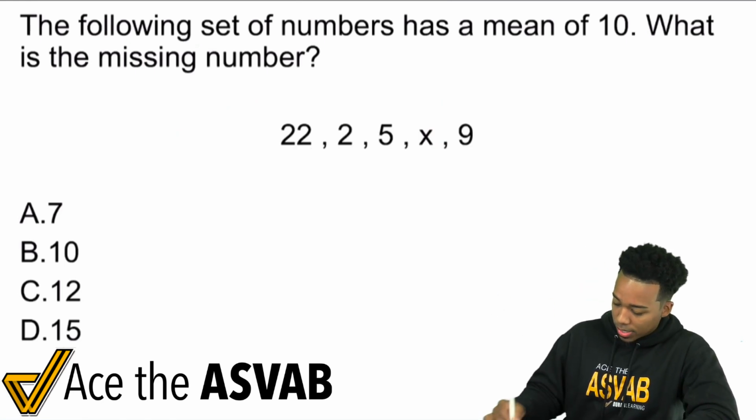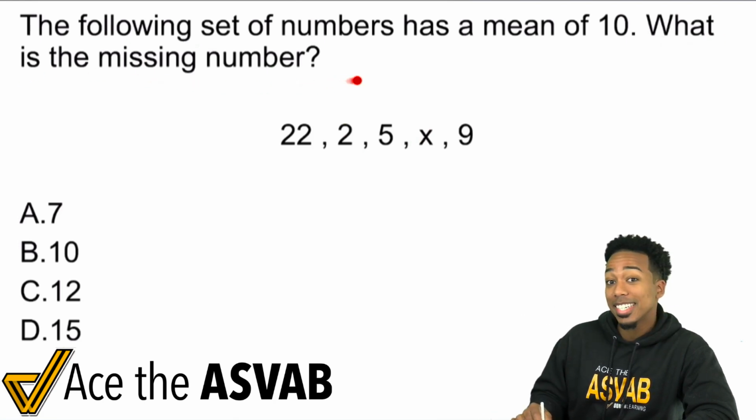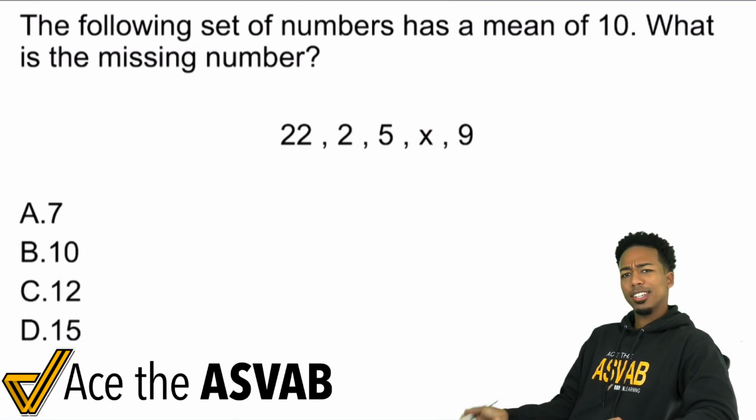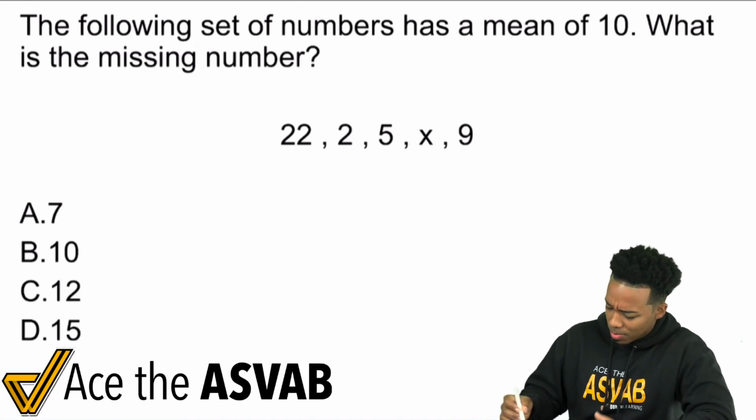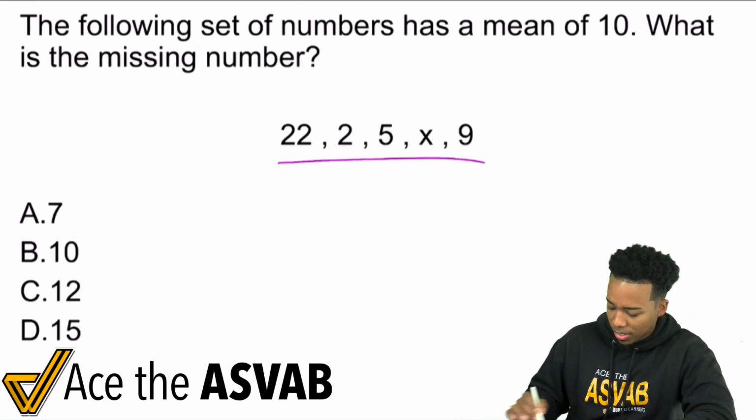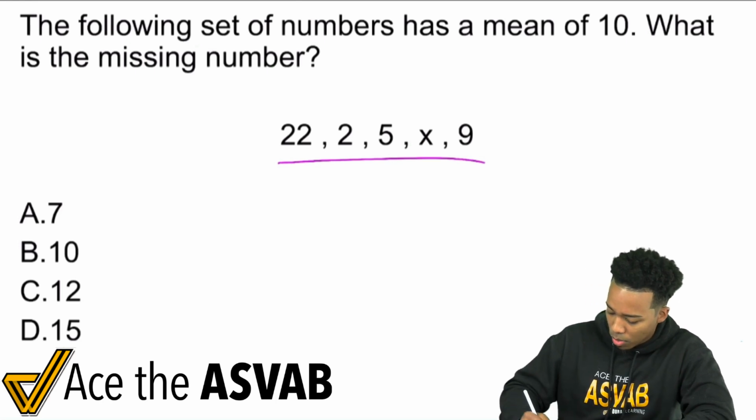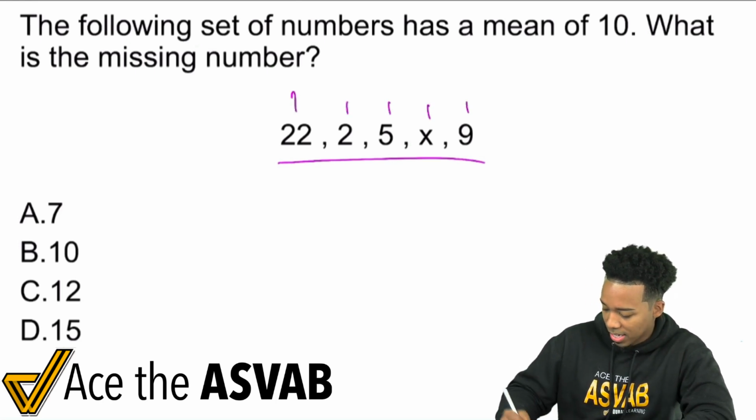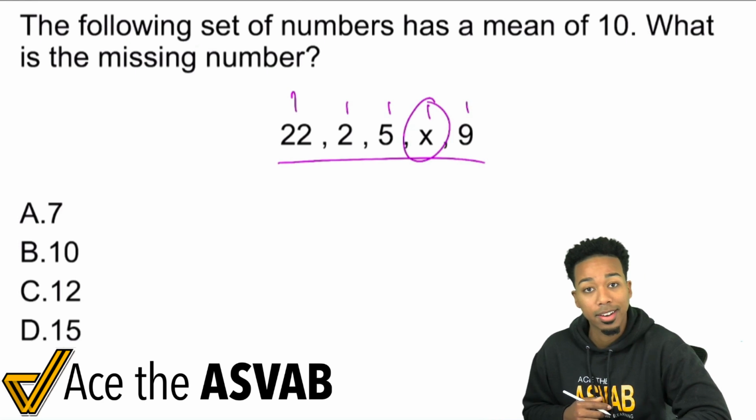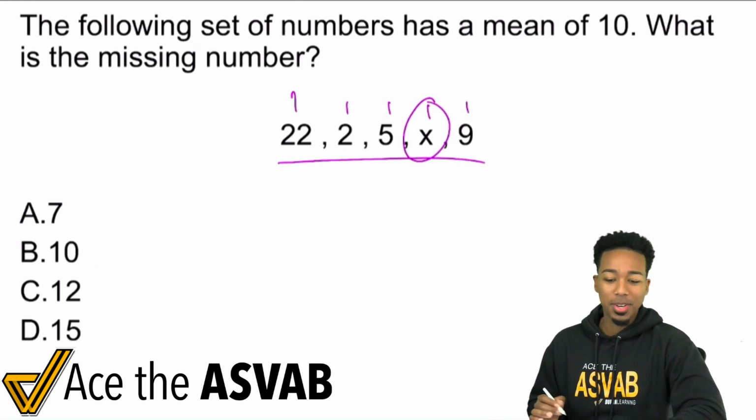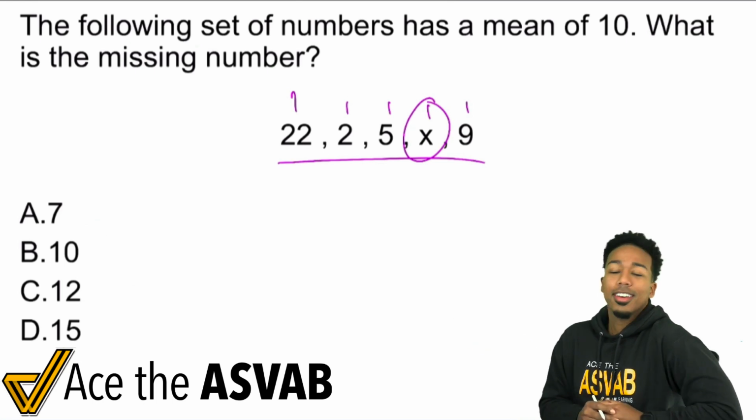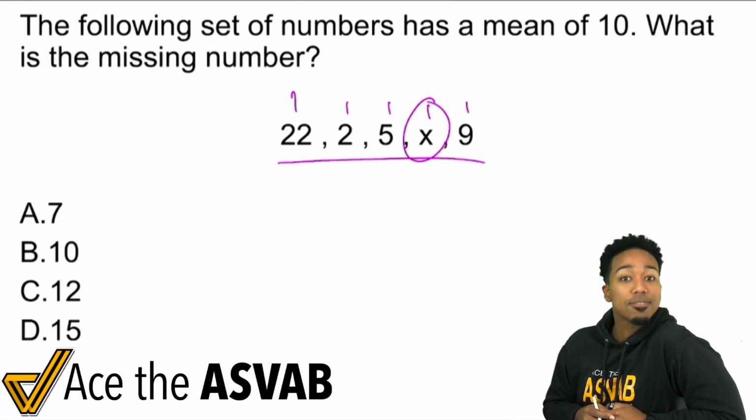The question here is, what is the missing number? Okay, what's the missing number? Let's think about this. We're being asked what's the missing number, and obviously we see that we have a list of numbers here. We've got 22, 2, 5, x, and 9. So there's our missing number right there. But unfortunately, x is not one of the answer choices, so we can't just say, oh yeah, there it is. So all jokes aside, let's break this down.